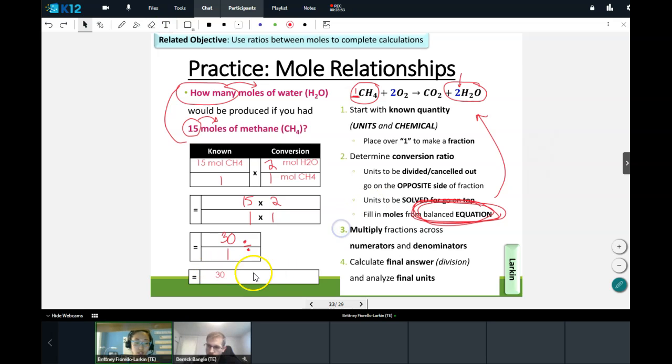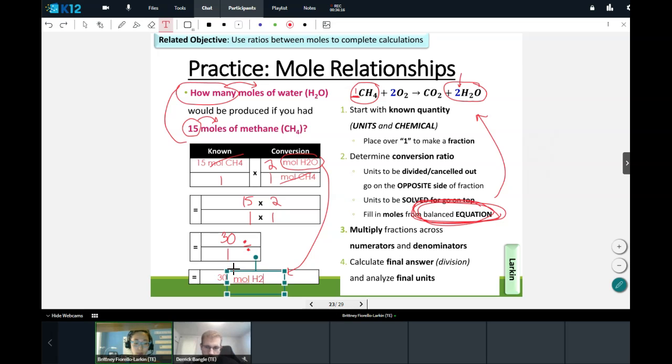All right, but again, the question is 30 what? What am I solving for here? Take a look up here. We have moles of CH4 on the top here, moles of CH4 on the bottom here. That gets rid of it. It cancels out. So all I'm left with is moles of H2O. And is that what I was solving for, where it said how many moles of water?